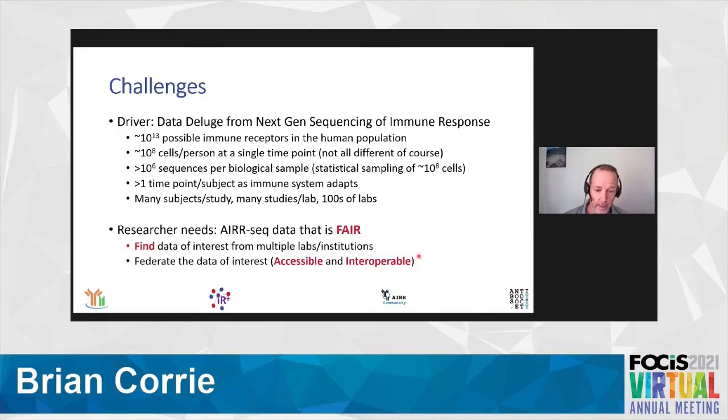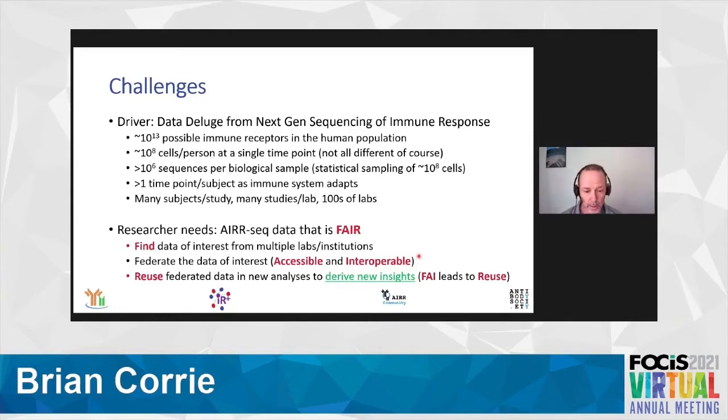Once you find it, it has to be accessible. Christian mentioned this: you have to be able to get it, download it, and use it. For you to use it effectively, it has to be interoperable. This is where the standards come in, and I'm going to talk about this in more detail. Ultimately, the goal is to be able to reuse that data. We want to empower users doing this type of research to reuse that federated data in new analyses to derive new insights. These new insights are driven by the reuse of that federated data.